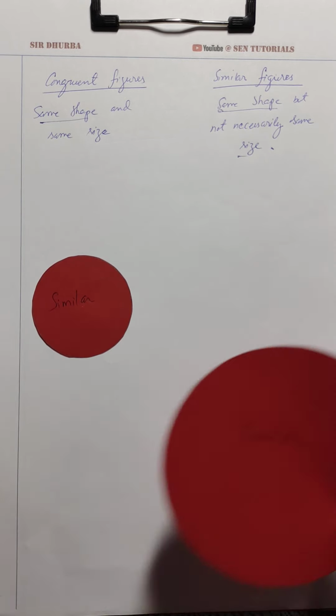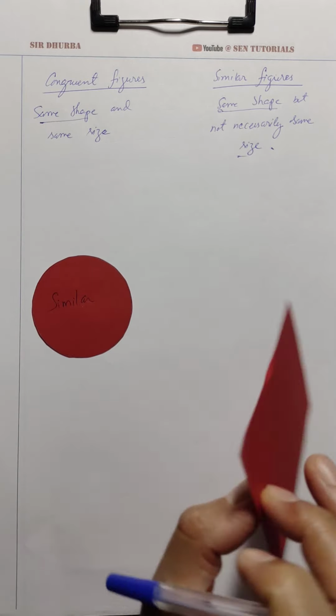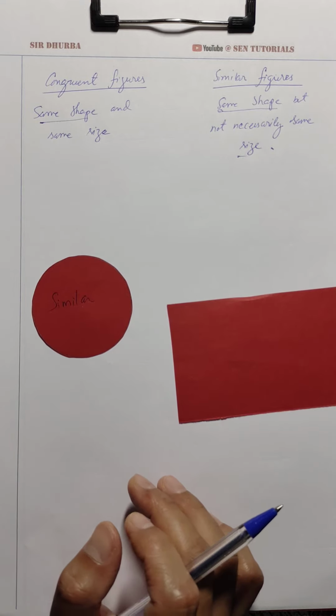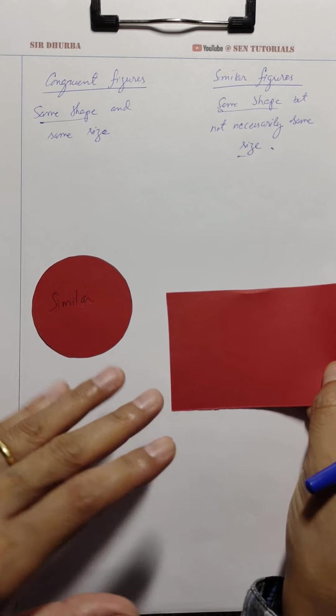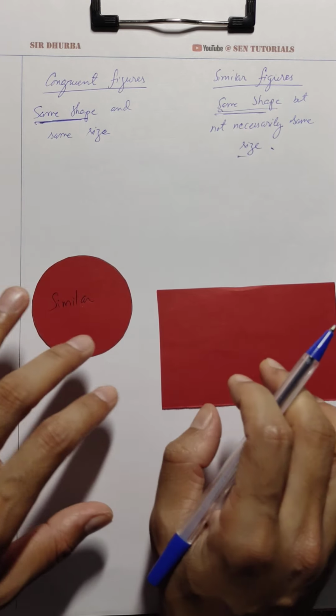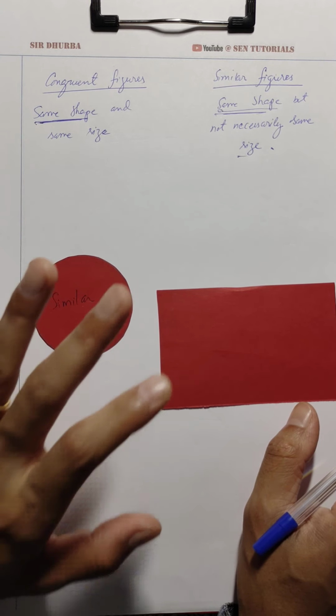Now if I remove this and bring in this one, what do I call them? I would call them nothing, because the condition is they definitely have to be of the same shape. If they are of different shapes, then they are not congruent and they are not similar at all.